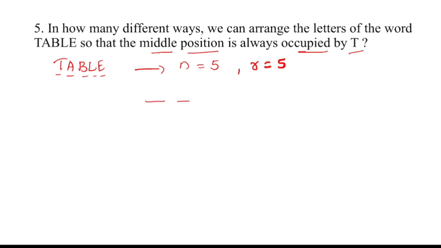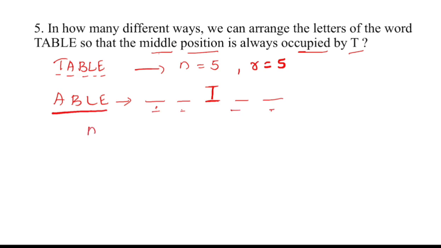Okay, so there are 5 places. The middle position is this. So this middle position should be always occupied by T, and the remaining 4 places can be occupied by the remaining letters, that is A, B, L, E. Okay, the remaining 4 places can be occupied by the remaining 4 letters. So T is always fixed in between. So now we have to arrange these remaining 4 letters in these remaining 4 places.